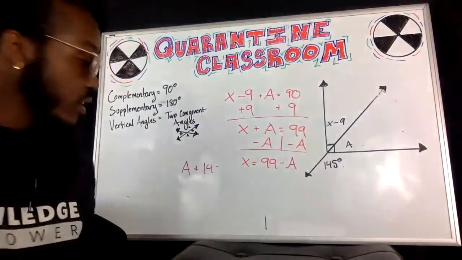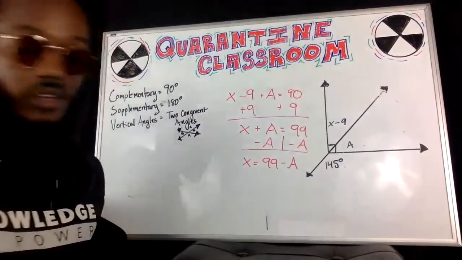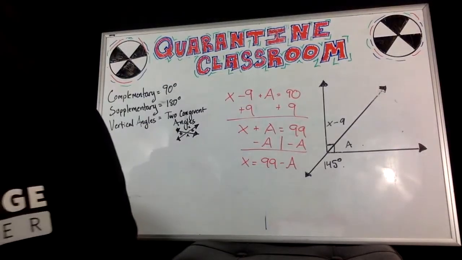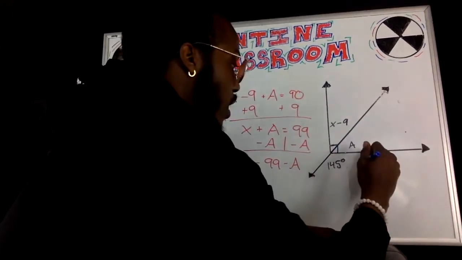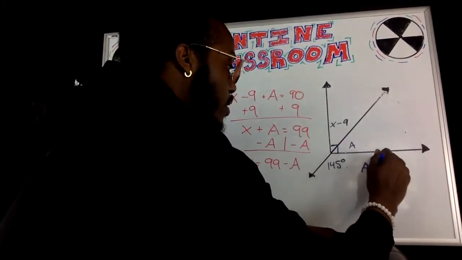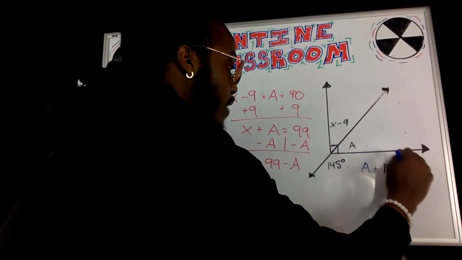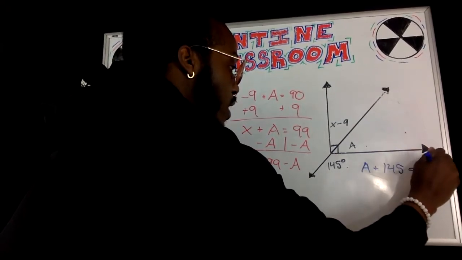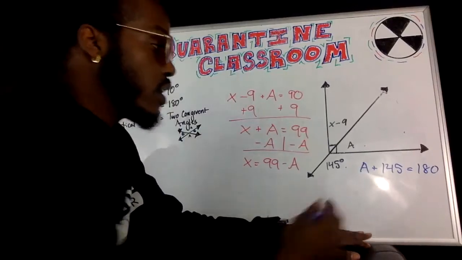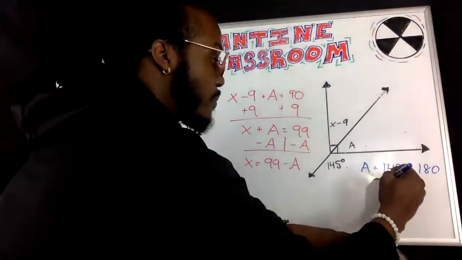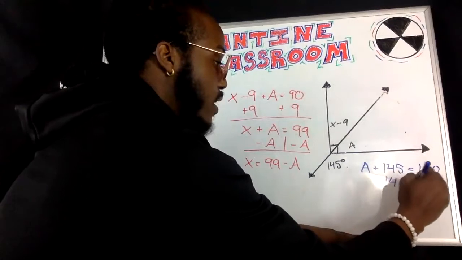Actually, I'm going to do this in a different color so that your work doesn't seem all jumbled and confused. And I'm going to do it over here, just somewhere a little different. I'm going to do A plus 145 equals 180 because those are two supplementary angles. In order for me to find the value of A, I'm going to subtract 145 on both sides.